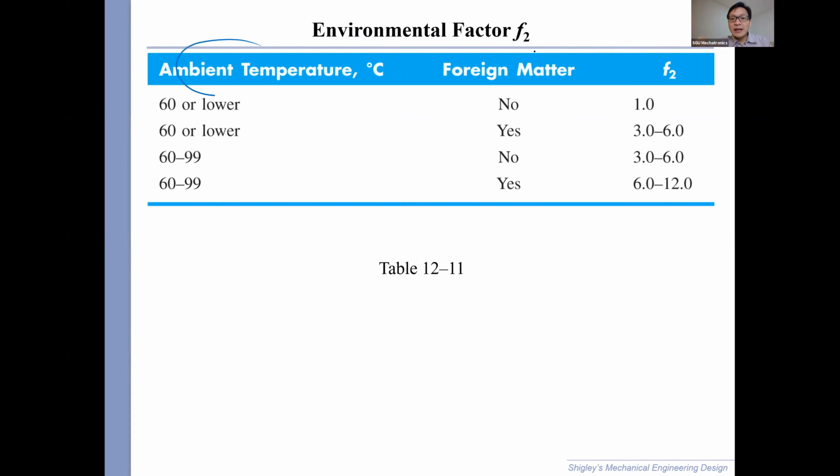It depends on the ambient temperature and foreign matter. Ambient temperature is the situation, right? If the situation has a higher operating temperature, then F2 is greater. Foreign matter too, if there is dust or it gets splashed with water or whatever. Basically pollutants, if it does not operate in a relatively clean environment, then F2 is also going to make it worse. Okay, so that's the idea of F1 and F2.